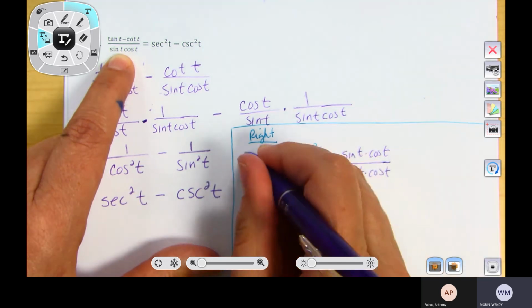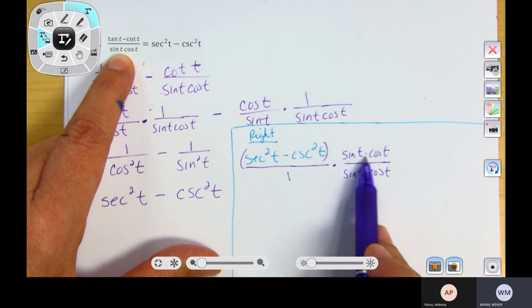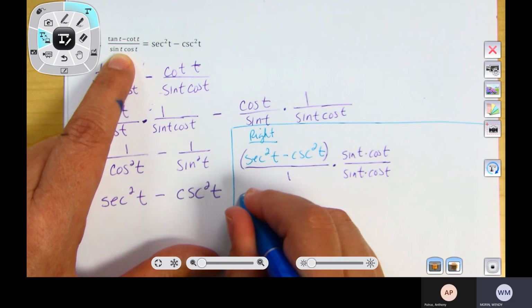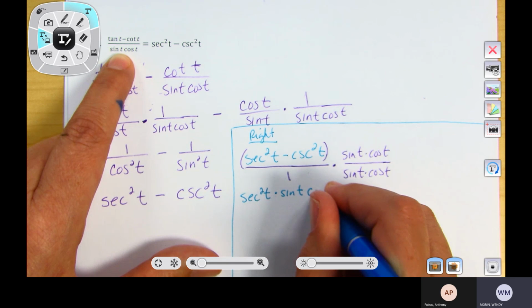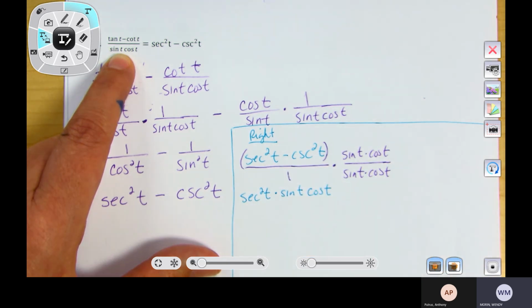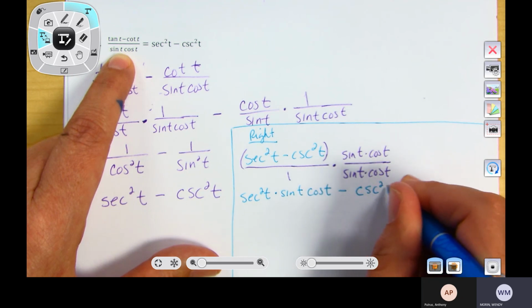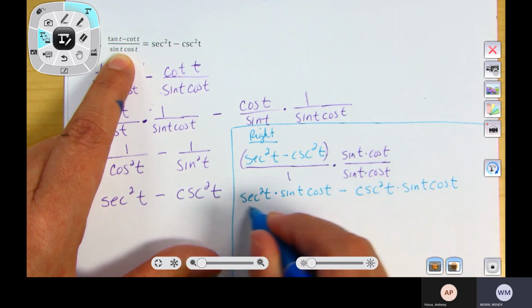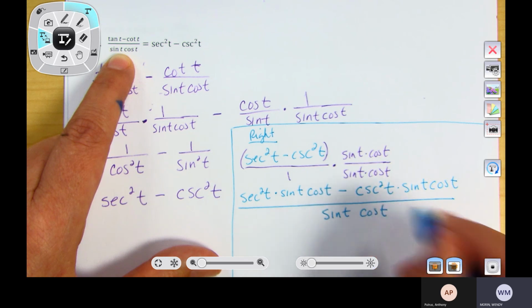So for those of you, again, the problem is some of you don't know how to multiply these. So this sine t cosine t, this is not foiling. This is one term that we're going to distribute. So we're going to get secant squared t times sine t cosine t minus cosine squared t times sine t cosine t all over sine t cosine t.